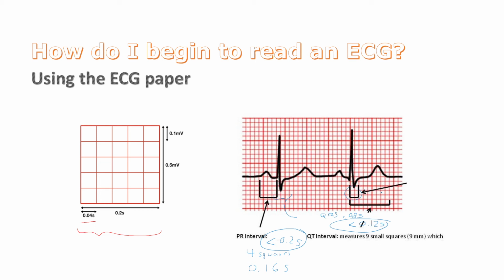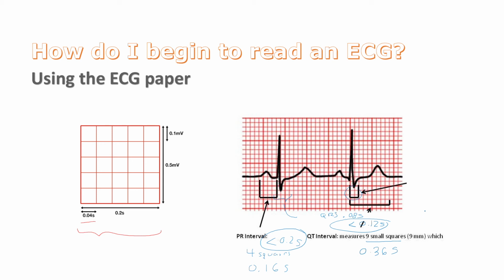Now, the QT interval measures, let's say, small squares. How many squares? 1, 2, 3, 4, 5, 6, 7, 8, 9. 9 squares for the small squares, 9 millimeters. And this represents 9 squares multiplied by 0.04, which equals 0.36 seconds.